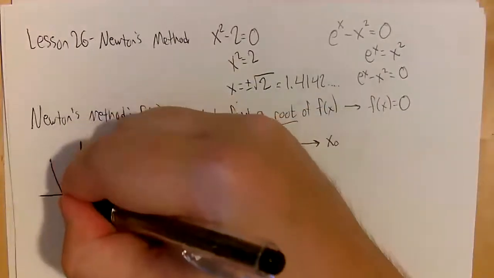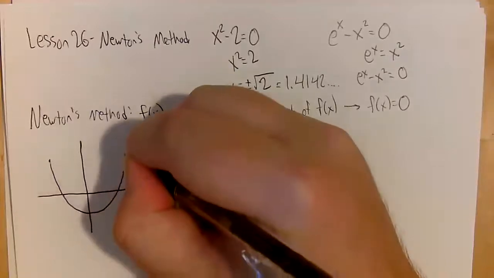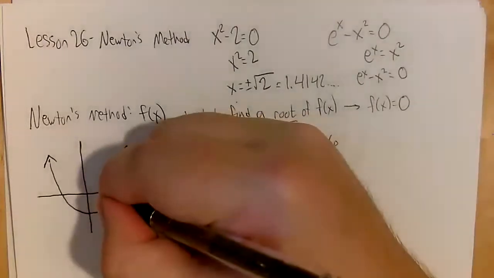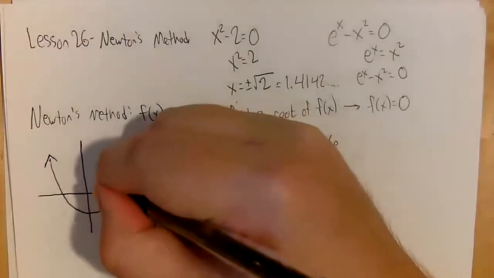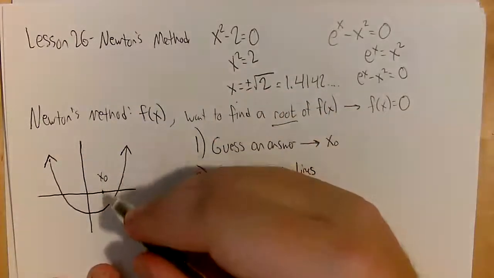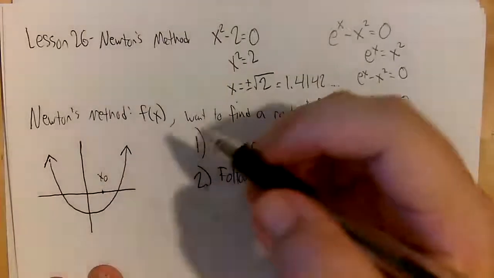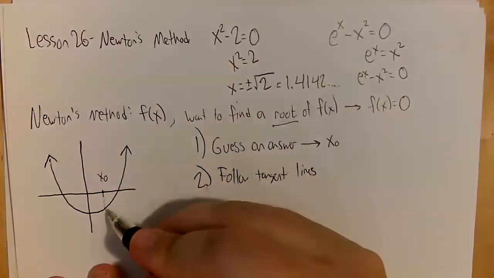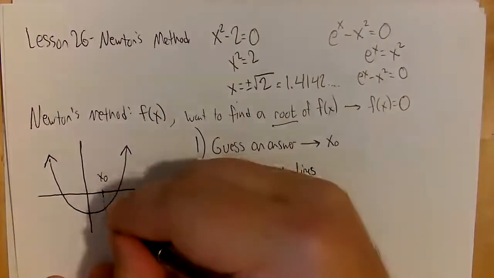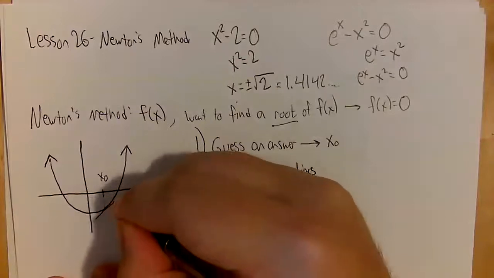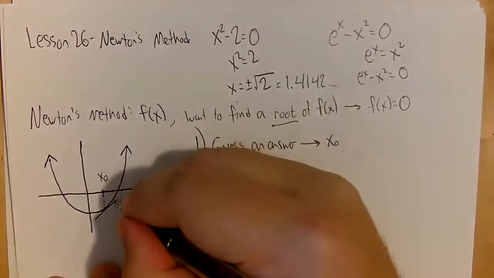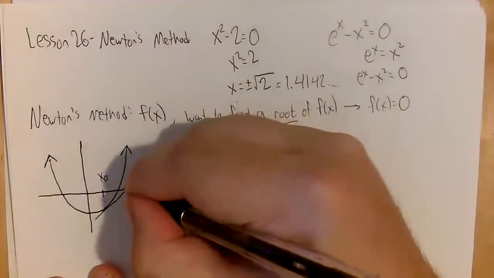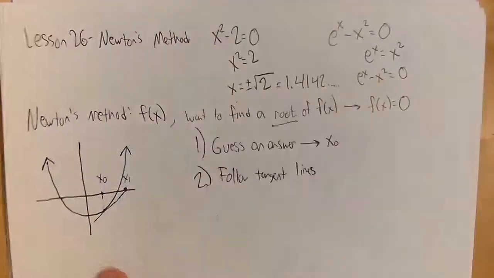Let's say that we have a parabola like this, similar to x squared minus 2. And let's say I guess that my initial root is going to be right here. So let's say that this is my initial guess. Maybe this is a nice round number like 1 or something easy to plug in. What I do is I go to that point on the graph. So I go to where we have x naught as our x value on the graph. I find the tangent line at that point, and I follow the tangent line to where it intersects with the x-axis. And whatever x value we get for that, that'll be called x1.